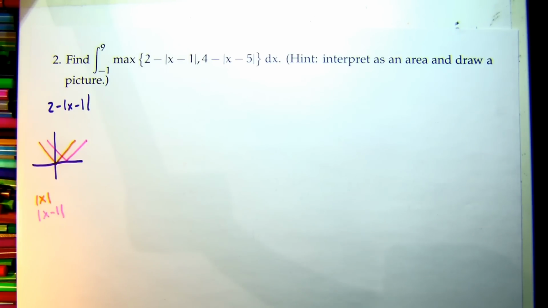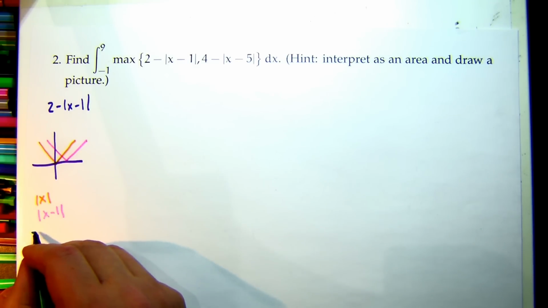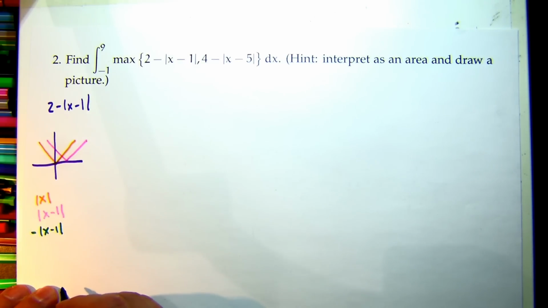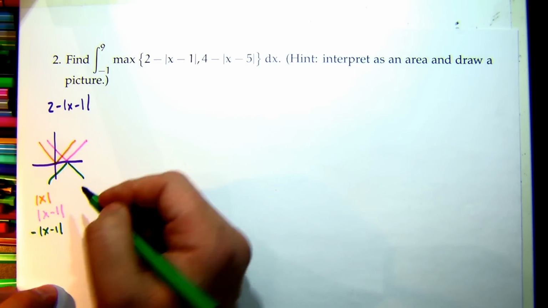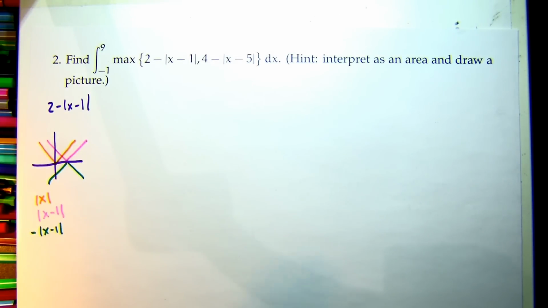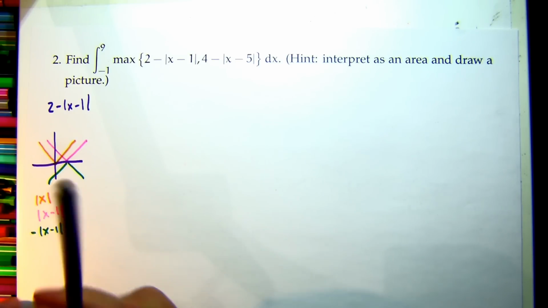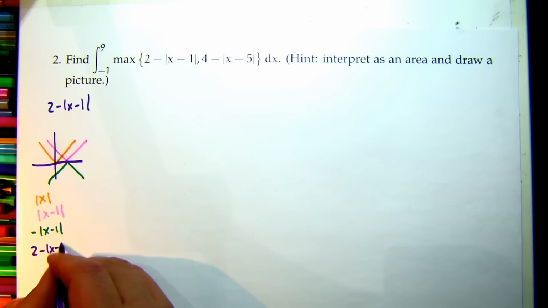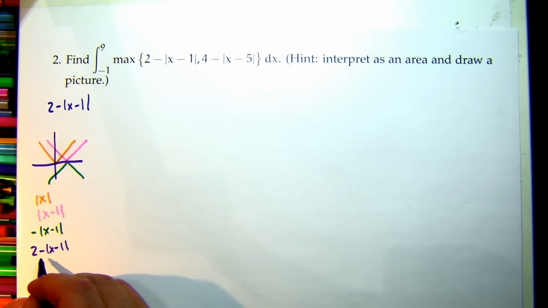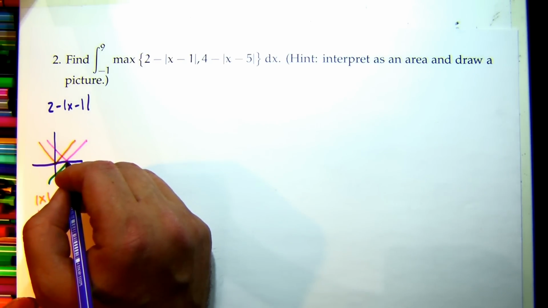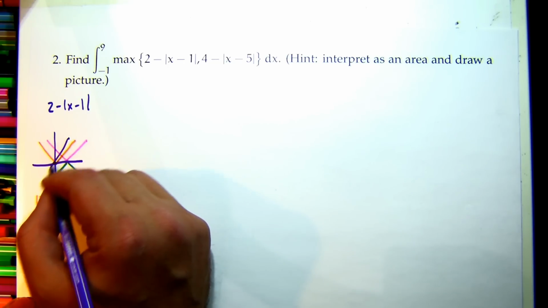Okay. Then what happens? Well, let's think about the minus absolute value of x minus 1. What does that do? It flips. Negative just says flip it around the axis. Okay. And then finally, we get to the function 2 minus absolute value of x minus 1. So again, now we're here. What does the 2 do? Shifts it up by how much? 2. It shifts it up by 2.